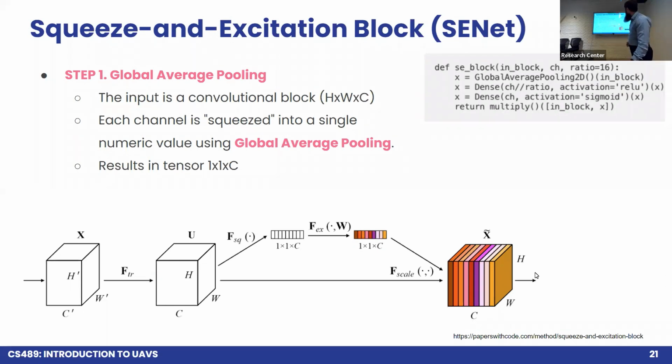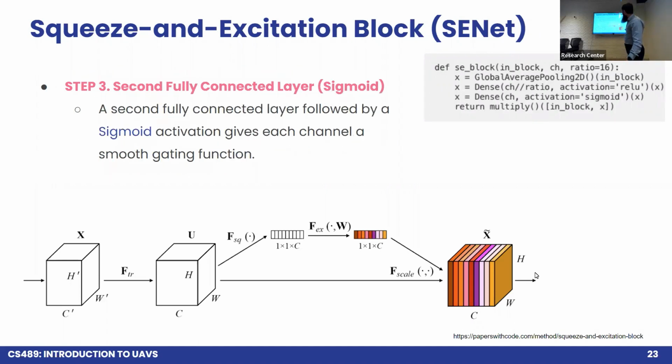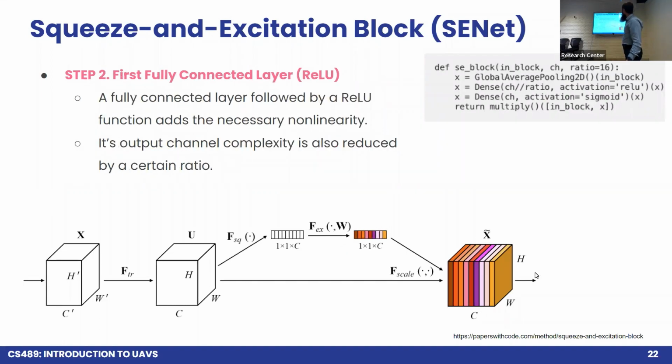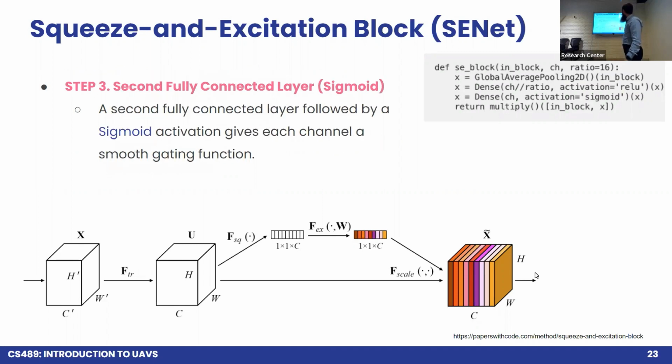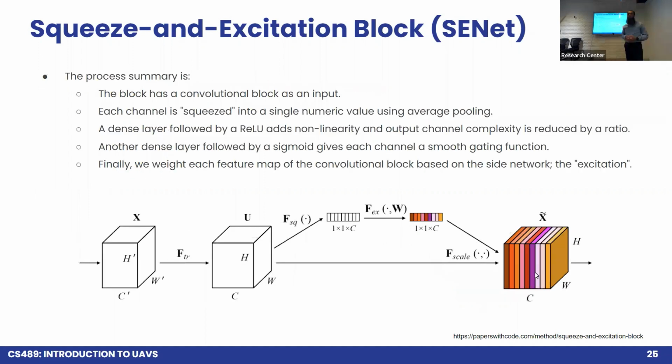Of course, this made an improvement, as already mentioned, in the ImageNet competition by 25%. So the steps are: global average pooling, then the first fully connected layer with ReLU function, the second fully connected layer with sigmoid to give probability for the features, and finally multiplication for weighting the feature map. Is it clear for these steps? Is there any question? Okay.